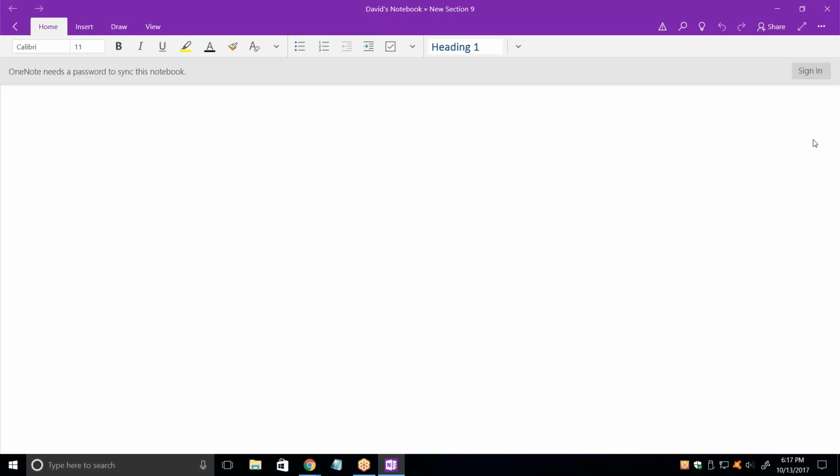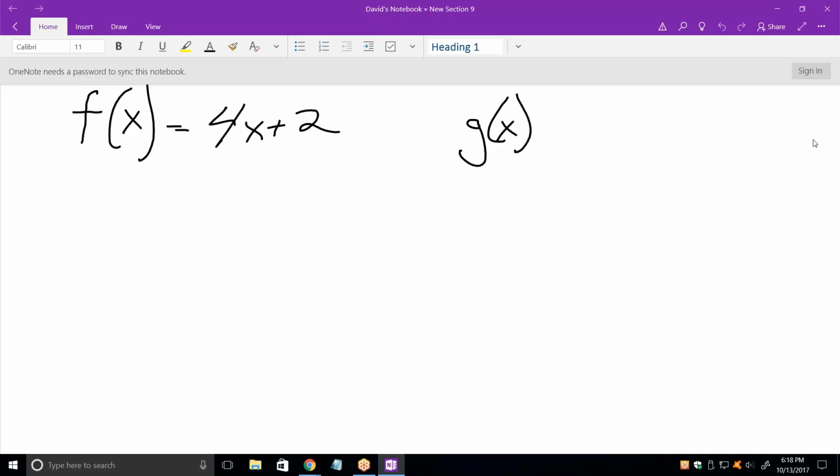So the first problem we have here, I think it's FOG, like fog again. I think that's one where they give you the individual functions. Yeah. This takes forever to load. So we have f of x equals 4x plus 2, and g of x equals x squared minus 3x minus 6. And we have to find the GOF of 6.